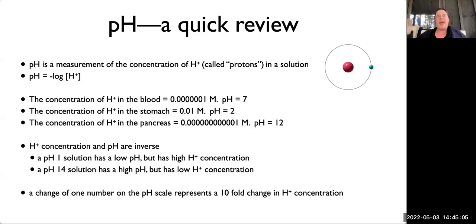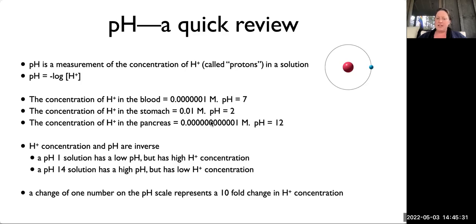Okay, so that allows us to condense these really awful numbers with tons of zeros into digits that are easy to communicate and recognize right away. That's the importance of the log. What that does though, especially the negative log part, is it means that the concentration of protons and the pH are inverse.